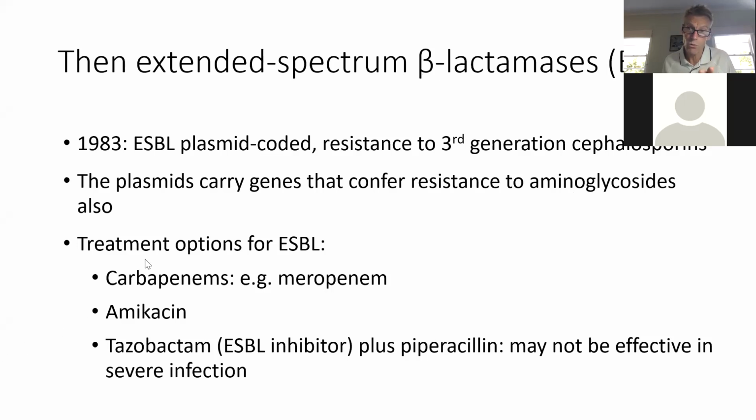Then for infections with those organisms, we need to use carbapenems like meropenem or amikacin, or sometimes tazobactam plus piperacillin. So that's why you start to see antibiotics like meropenem being used. But we need to identify which patients might have ESBL producing organisms and which ones don't. And that's why we need surveillance for these organisms. Very important to have surveillance, so we don't overuse these antibiotics.